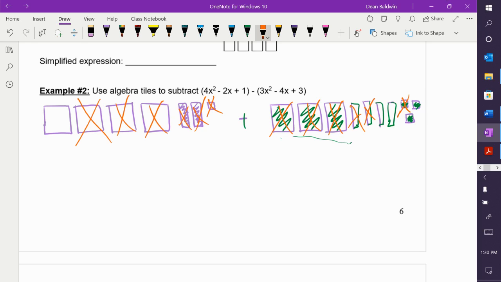What is left? X squared. What else do we have? 2x, 2 x's. Are they positive or negative? Positive. And we have negative 2. Okay. Does that make sense? Yeah. So you just flip all the colors and then you just cancel out the zero pairs. All right.